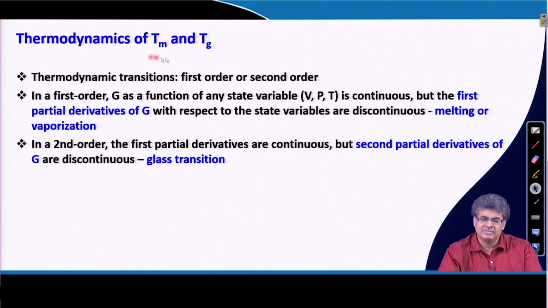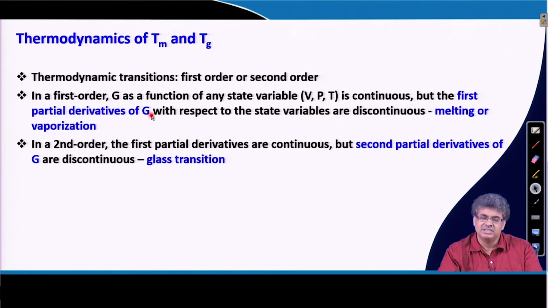We will talk about thermodynamics of Tm and Tg. In thermodynamics we talk about two types of transitions: one is first order, another is second order transitions. In a first order transition, the Gibbs free energy as a function of state variables like volume, pressure and temperature is continuous. So, G varies with V, P or T in a continuous manner, there is no discontinuity.